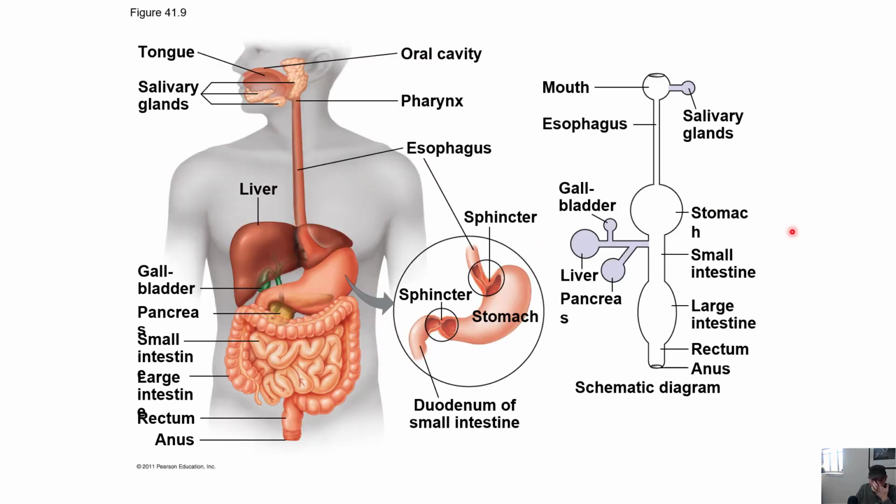So if we look at the schematic diagram on the right, we can see what this would look like if it were made out of glassware in the lab. You have the mouth, stomach, small intestine, large intestine, rectum, and anus, and it's just one big tube. It's modified in different ways, but it's one big tube. And then the gallbladder, liver, and salivary glands are all accessory organs that pump stuff into the digestive system, allowing for digestion to take place.